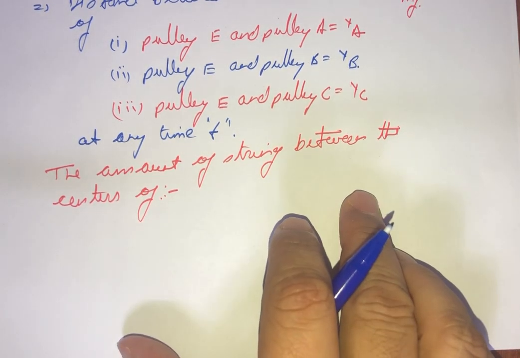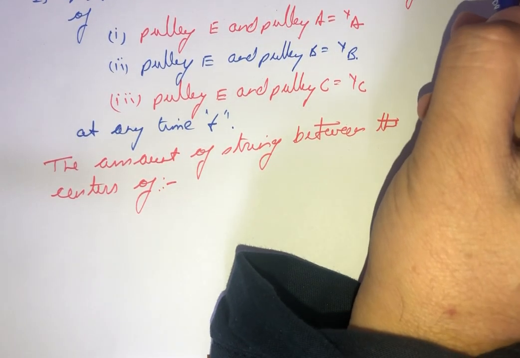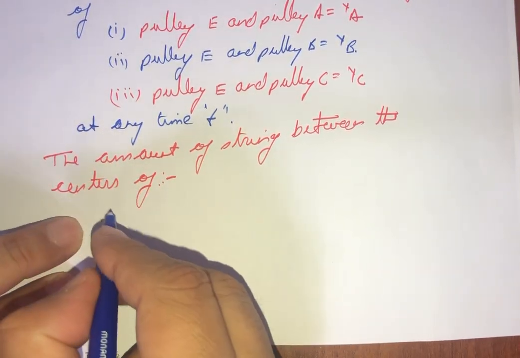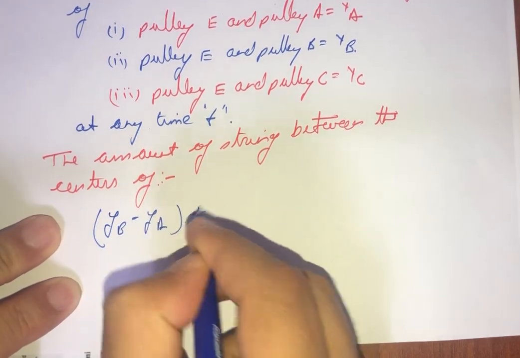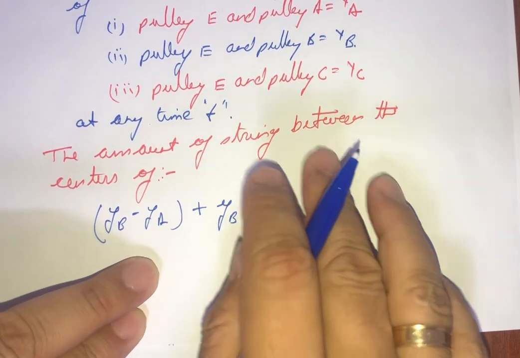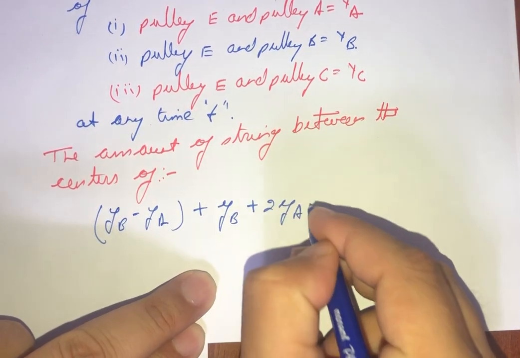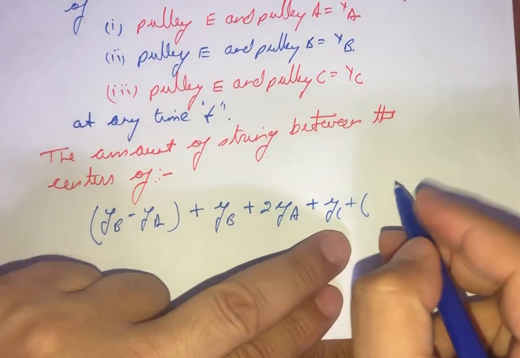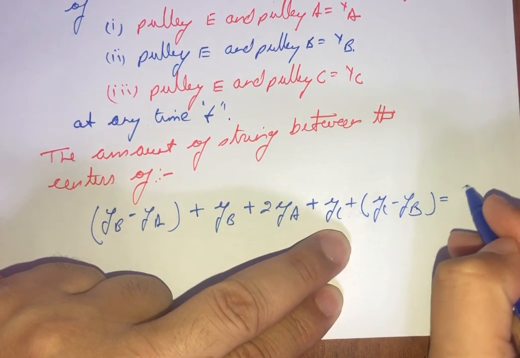Let us start with this. First we are going to have YB minus YA, plus we are going to have YB, the next will be twice YA, plus YC, and last we are going to have YC minus YB, and this entire thing will be a constant.